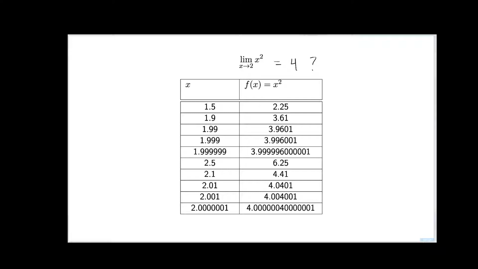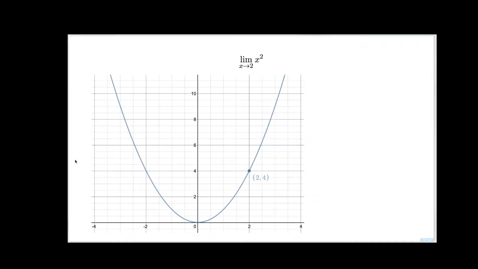Okay. So what about graphically? Let's take a look at the graph of the function f of x equals x squared. This is our standard parabola with vertex 0, 0. And what we see here, as x is getting closer to 2, both from the left, meaning less than 2, and the right, bigger than 2, the values of this function are just getting closer to 4.